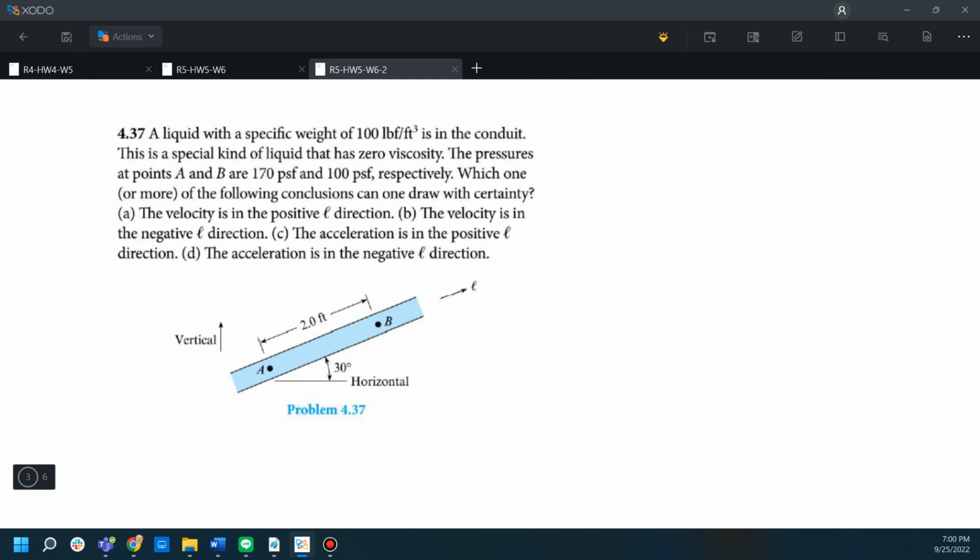Let's write that down first. So PA is 170 psf and PB is 100 psf respectively. Which one of the following conclusions can one draw with certainty?